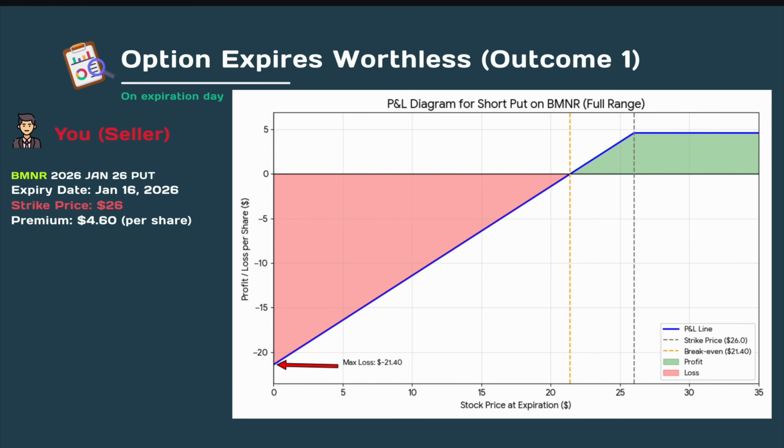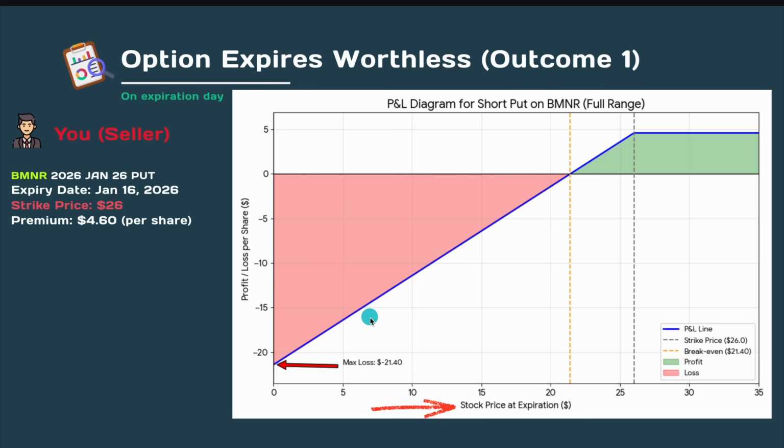I want to start off by saying that you do not need to understand this diagram to be a very good options trader. However, I must talk about it. The first thing I'm going to point out is that this diagram is at expiration. So this is called a P&L diagram, a profit and loss diagram at expiration.